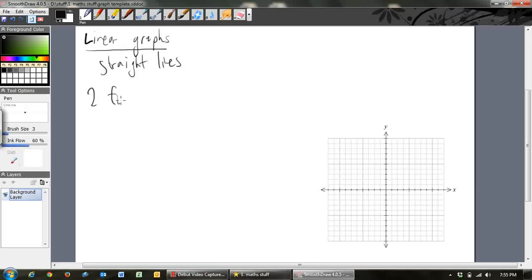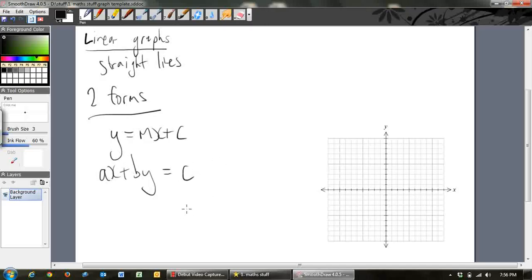Generally speaking, linear graphs come in two forms. So I'll just write this down. The first one, and hopefully you recognize this equation, is y = mx + c. If there's an equation that looks like that between y and x, then it will be a straight line. Also, if you have something that looks like ax + by = c, then it will be a straight line.